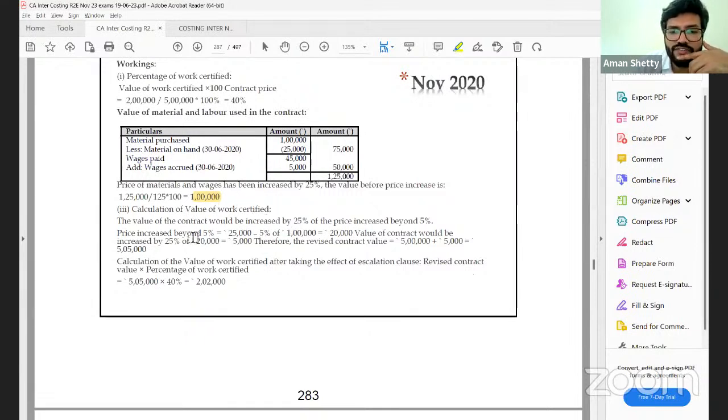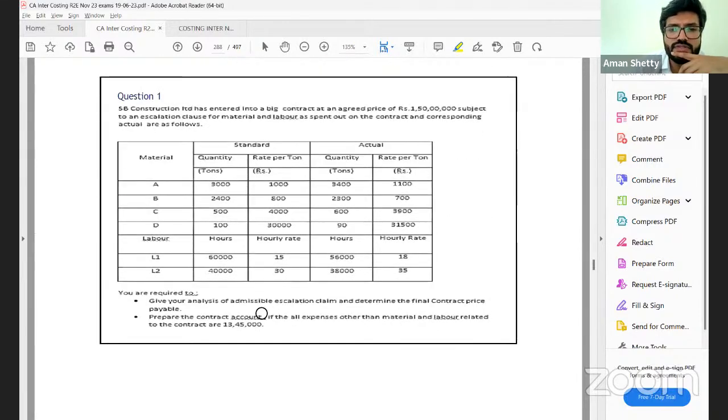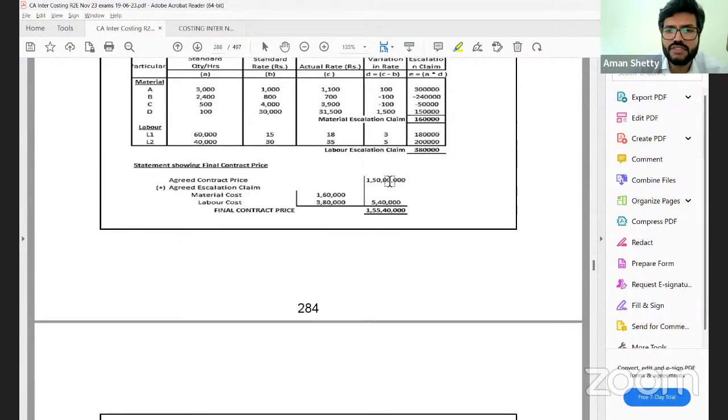So calculation of the work certified. The value of the contract would be increased by 25% of the price increase beyond 5%. The price increase beyond 5% is 25,000 minus 5,000, that is 20,000. In my way, very simple: 1,25,000 divided by 125 into 20, that is nothing but the 20,000. So you will get 25% of that, that is 5,000. I told you 5 rupees there, here it is 5,000. Clear? That's it. Okay, that much you should know. Standard and actual, again the same question.